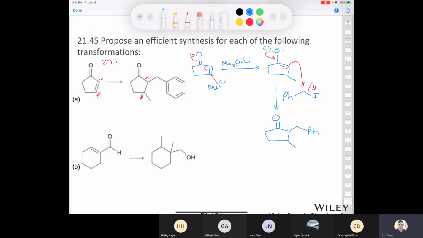So in essence, what you're doing is in the first step, you're treating it with the methyl cuprate. And then in the second step, you're treating it with benzyl bromide, which is this compound right here. Just a quick two-step reaction sequence in order to make this compound.